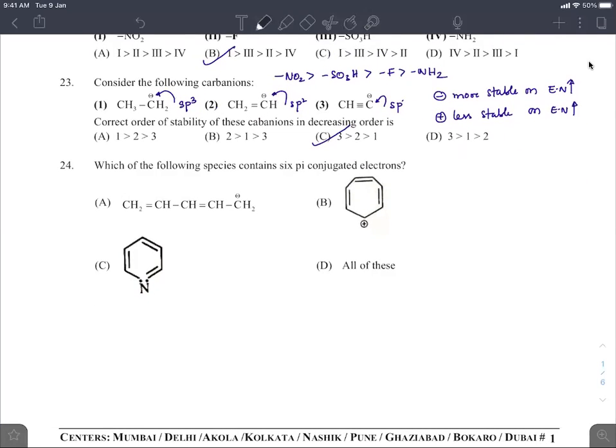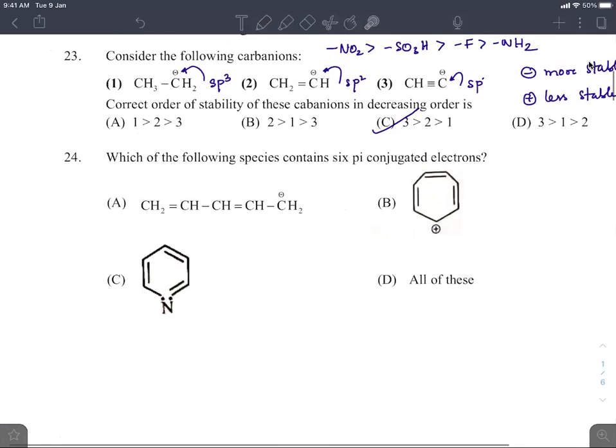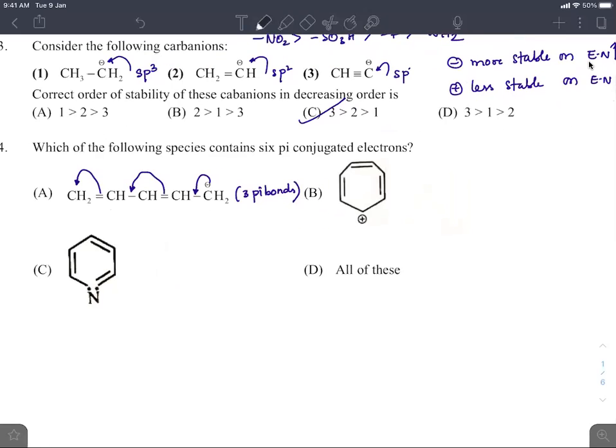Okay, guys. Which of the following species contains 6 pi conjugated electrons? You just have to find out how many conjugated electrons are present. You can see that resonance will always take from the lone pairs. Lone pair will support as a double bond. This double bond can move. This double bond can move. So the number of pi bonds here are 3 pi bonds, which means we have 6 pi electrons which are delocalized. This is anyway aromatic ring.